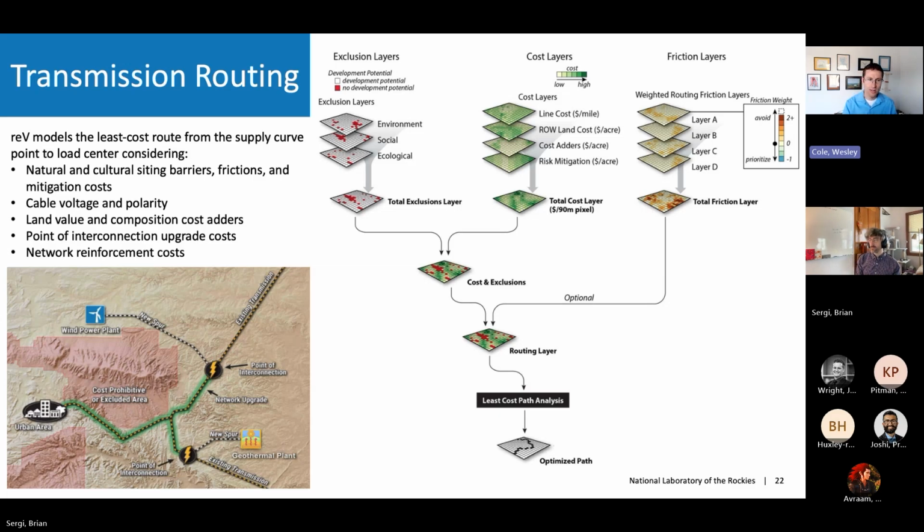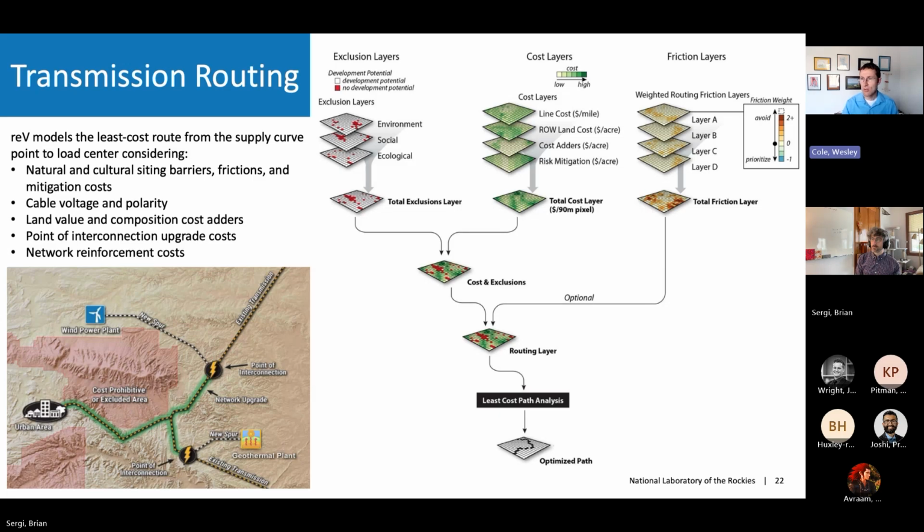So, we saw the land cost map in a previous slide, but then there'll also be things like the line costs for how much it costs to build a line, any other risk mitigation costs, like this is a culturally sensitive protected area, it's going to be more expensive, or terrain cost adders. Building a transmission line over a mountain is a lot more expensive than building it through a valley. So those will all get rolled up into a set of cost layers. You couple that exclusion layer with the cost layer to get a cost exclusion layer.